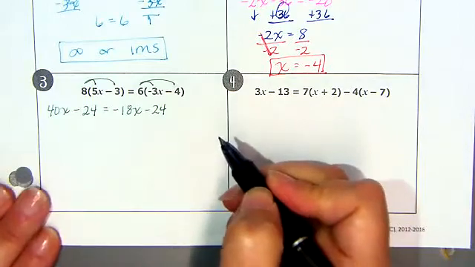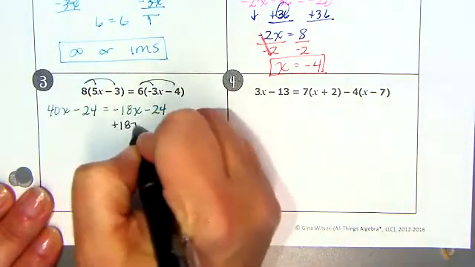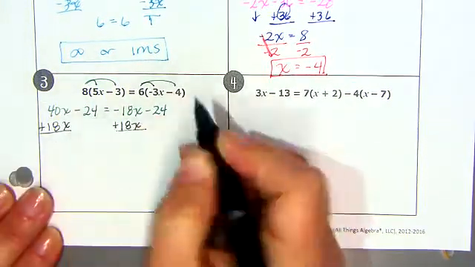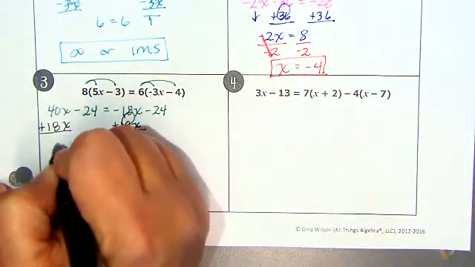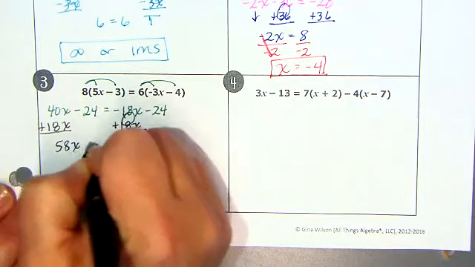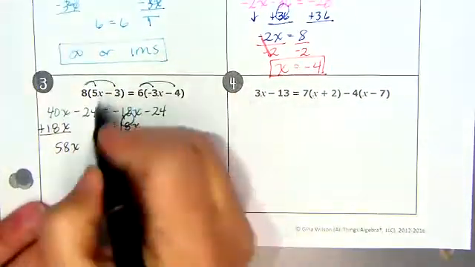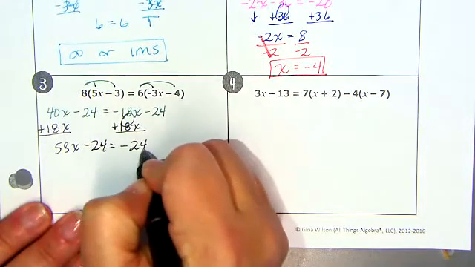And now we start to maneuver our numbers around. So I'm going to add 18x to both sides. This zeroes out, and now I have 58x equals, not equals yet, minus 24 equals negative 24.